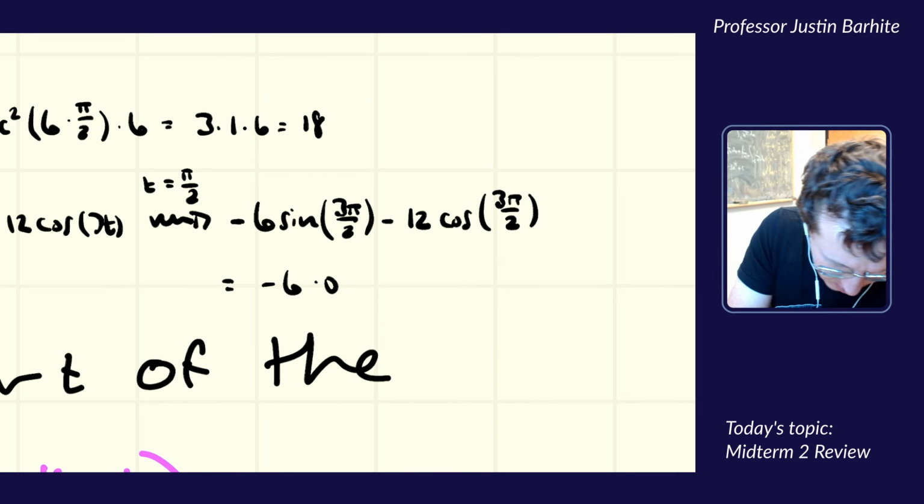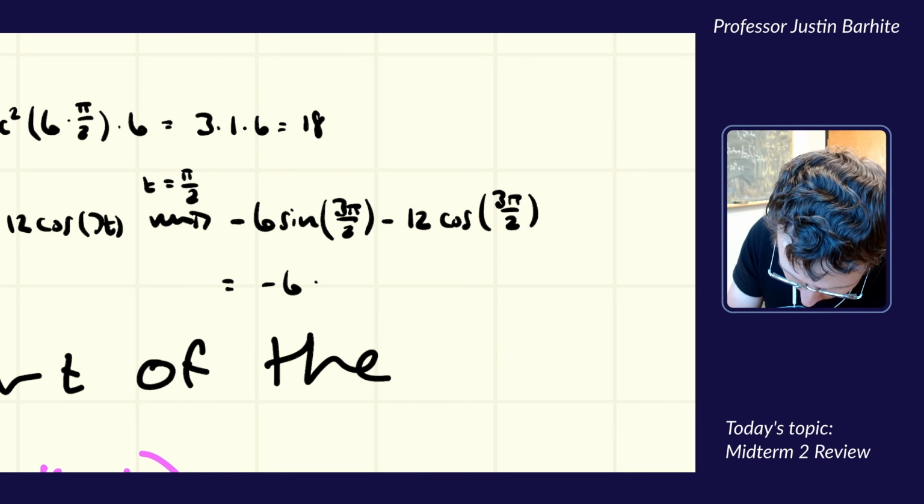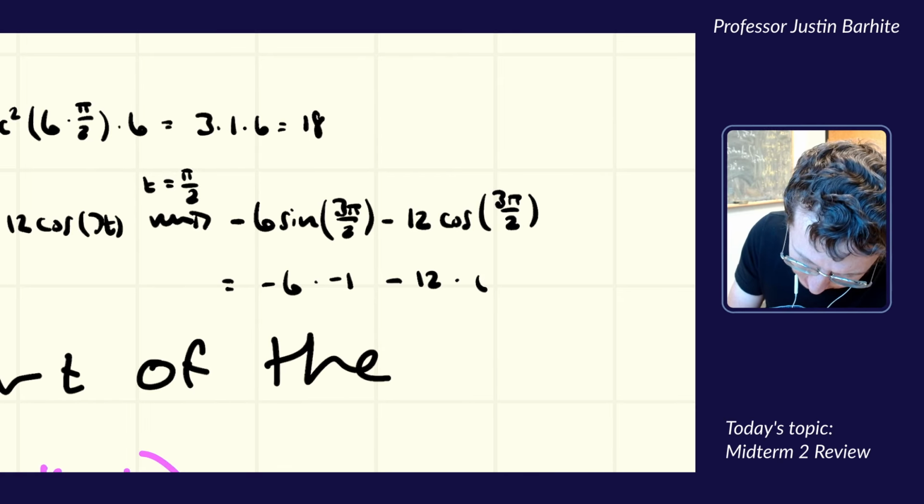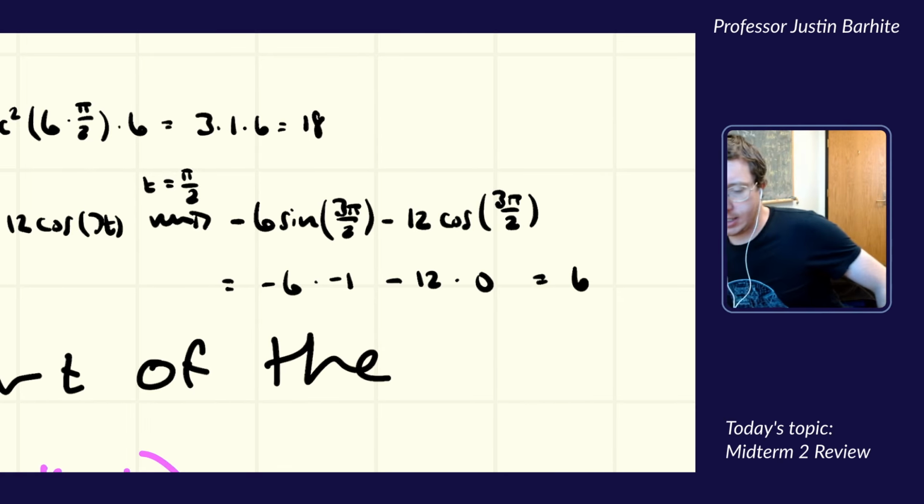Sine of 3 pi over 2 is negative 1. Cosine of 3 pi over 2 is 0. This comes out to positive 6.